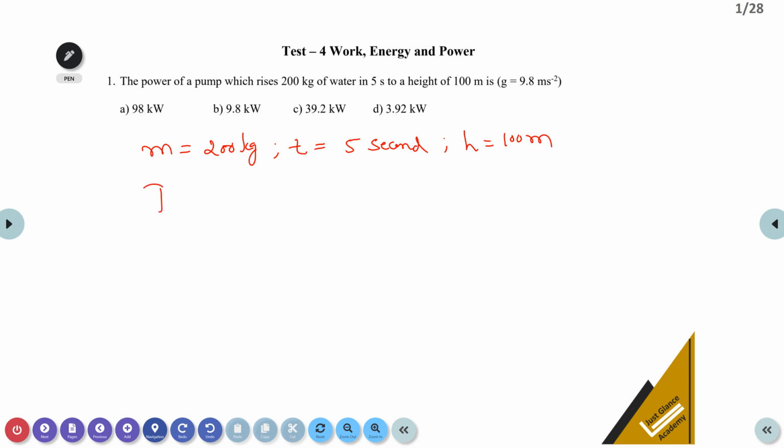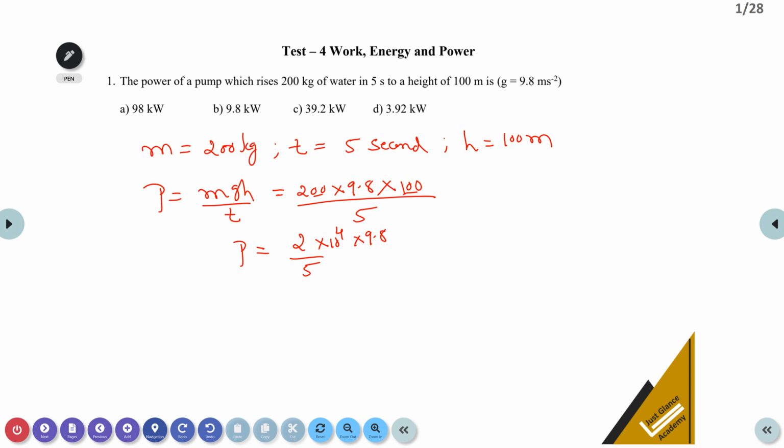Simplest problem. Power equal to what? mgh divided by t. Substitute all these values: equal to 200 into 9.8 into height, which is 100, divided by 5. In such problems, I'll tell you one easiest method. Here 200 means 2 into 10 to the power of 2, into 9.8, divided by 5.